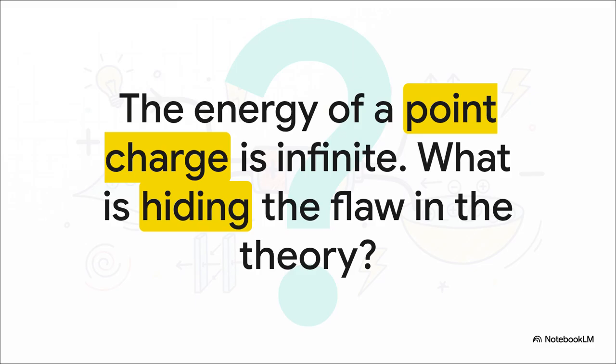But this whole classical theory leaves us with one fascinating, really deep puzzle. If you use these same equations to calculate the energy it would take to build a single point charge, like an electron, the answer you get is infinite. This tells us that somewhere, at the very smallest scales, the theory breaks down. It's a mystery that points us towards the even weirder world of quantum mechanics. So, what do you think is going on here? Where's the flaw?